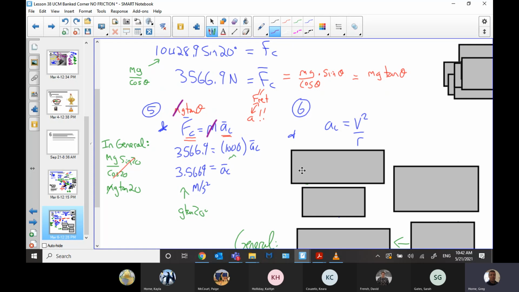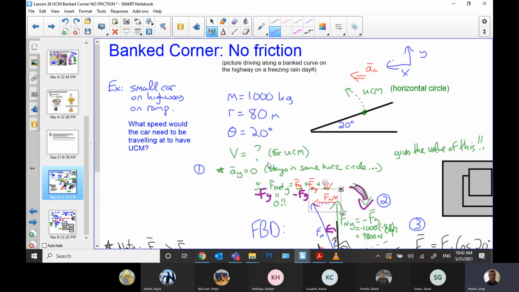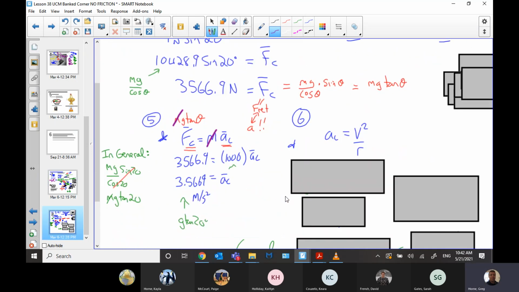So acceleration, oh, what was our original question? Our original question was what speed do we need to go for uniform circular motion? So maybe I should back up the truck a little bit here and remind ourselves. If we get a_c, we know a_c equals v squared over r, and we've got the r value, we've got the acceleration value, so we're going to be able to get the speed. That was our main process right from the get-go.